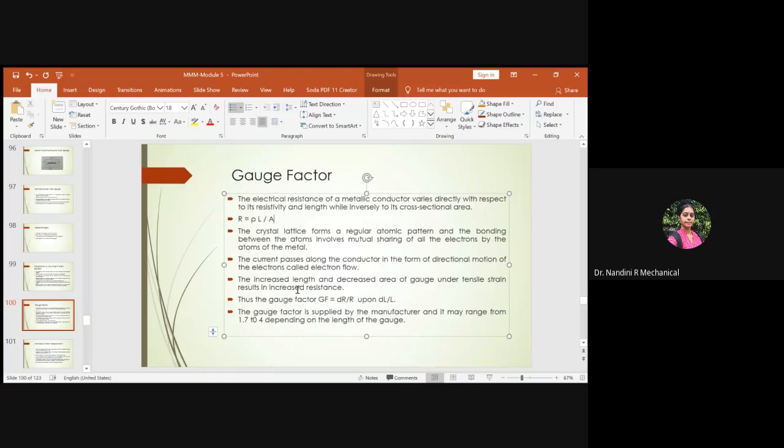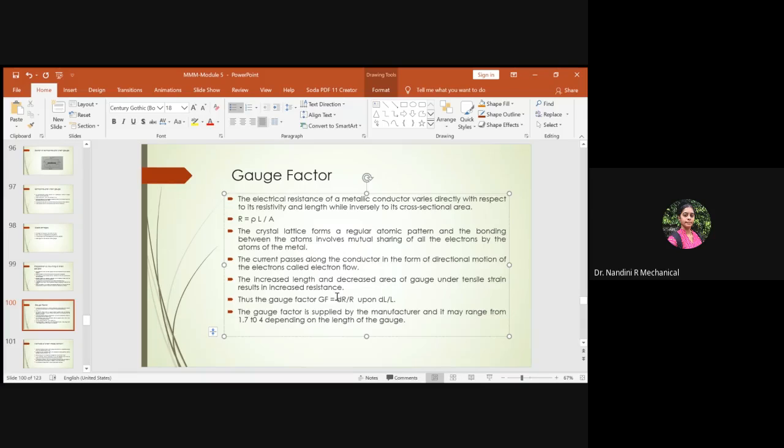And as a result, the gauge factor is defined as the ratio of the change in resistance to the original resistance of the conducting material, to the change in length of the conducting material to that of the original length. So dR by R upon dL by L will provide us the gauge factor.